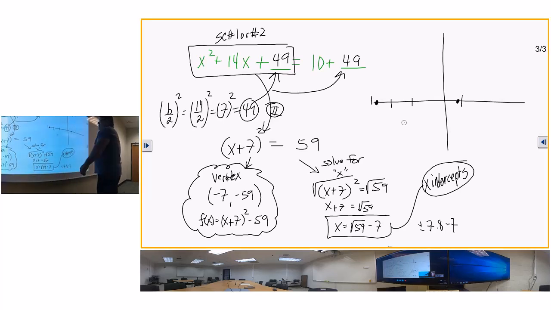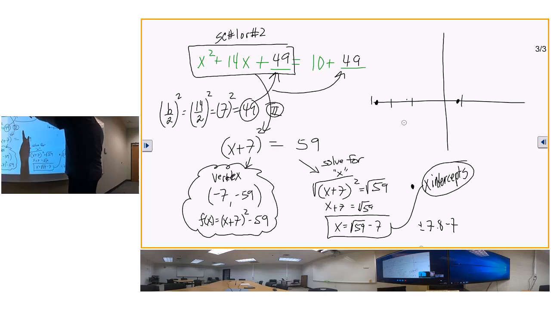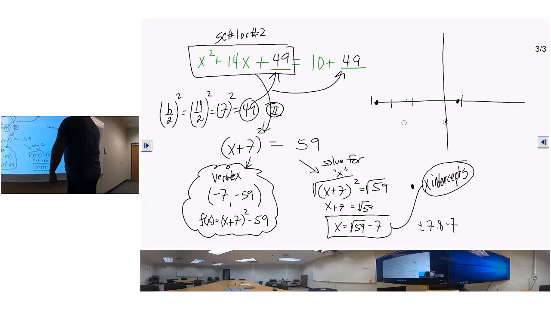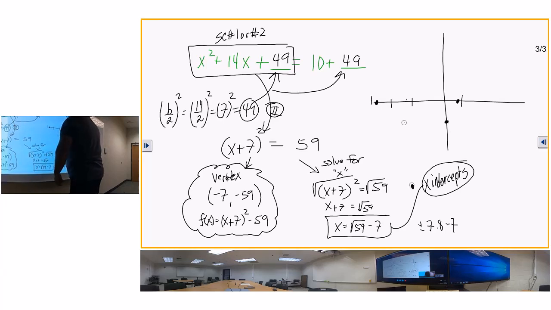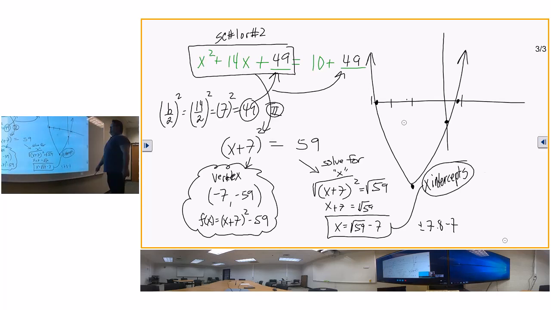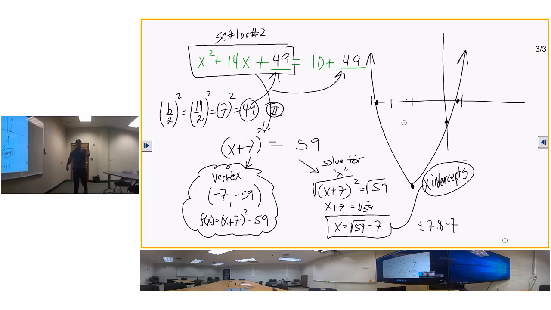My vertex is negative 7, negative 59. That's 5, 7 would be down here, and negative 59 would be way the heck down here. My y-intercept is negative 10. So your parabola looks something like that. And then you can do your domain, range, increasing and decreasing values, which we're going to get to the next meeting.